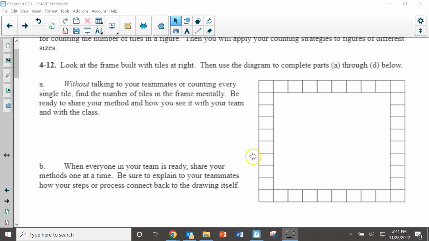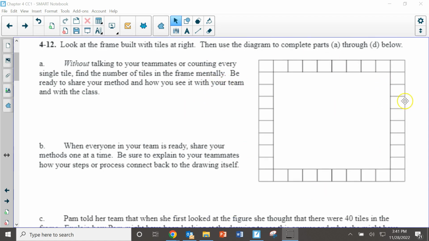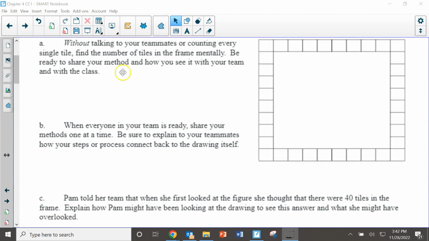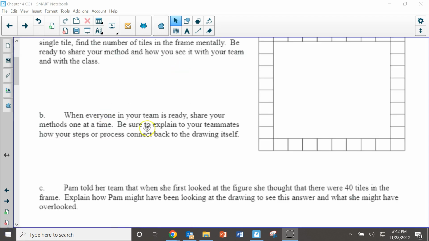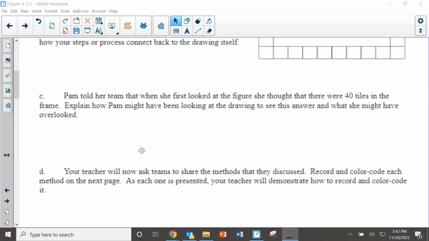It says look at the frame built with tiles at right, then use a diagram to complete parts A through D. Without counting every single tile, find the number of tiles in the frame mentally. So go ahead and take a minute and look at this diagram right here and see if you could mentally, without counting, figure out how many tiles are there. Go ahead and write your answer for A. Skip B because you guys are taking these notes through a video.